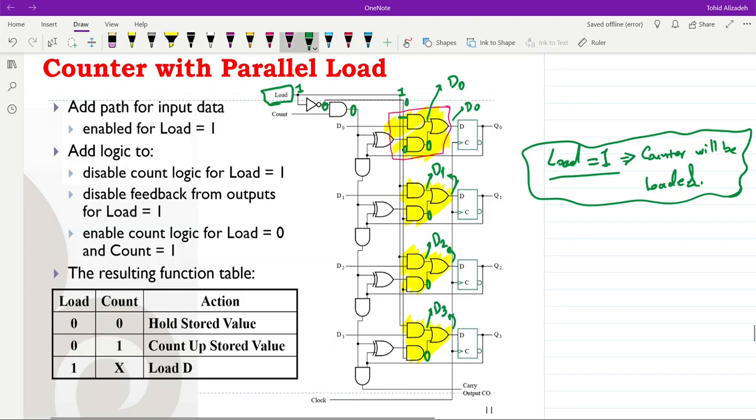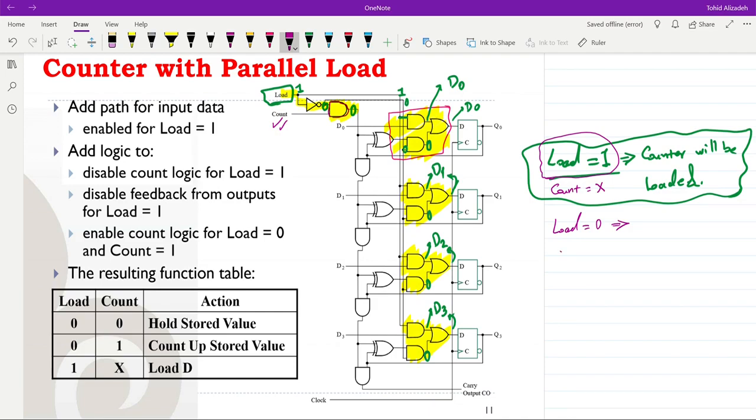Before moving forward, you can see here that when load is equal to 1, the value of count doesn't matter. Whether it's 1 or 0, the output of the AND gate that we have over here will be 0, since one input which comes from the load is equal to 0. So in this case, the count input is not important. It could be either 0 or 1. But when load is equal to 0, we can see what happens in terms of the value that we have for the count.